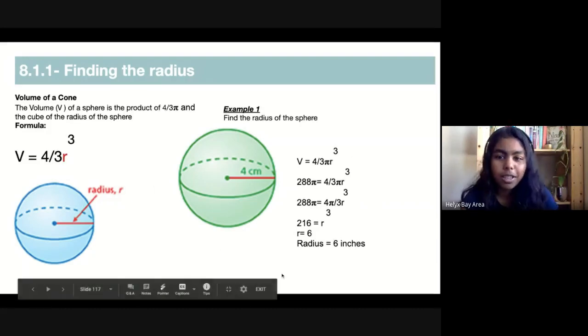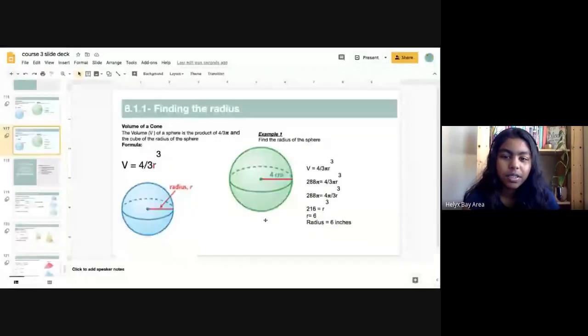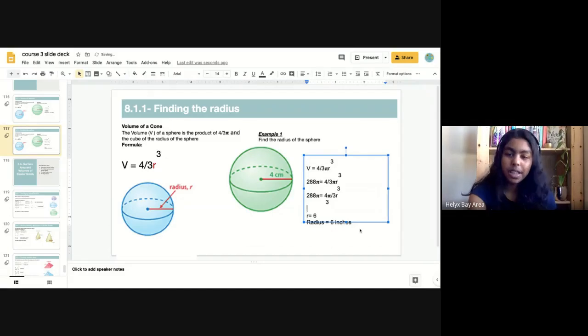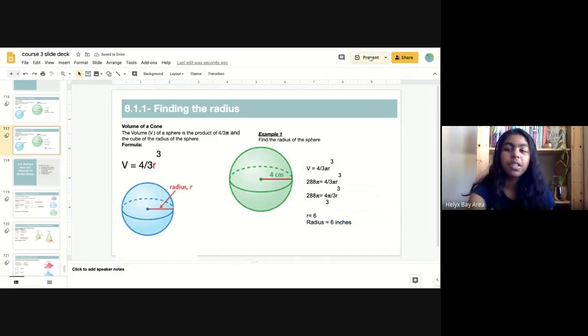Okay, that's not right. Let's see what happened there. R should equal 6. So the radius equals 6 inches.